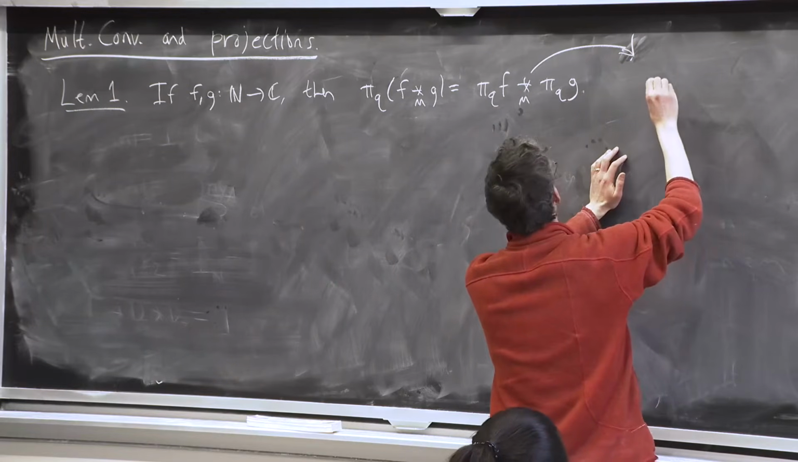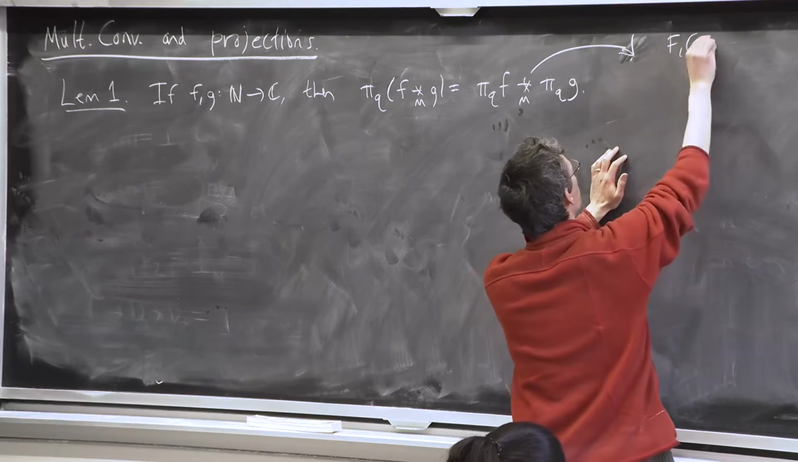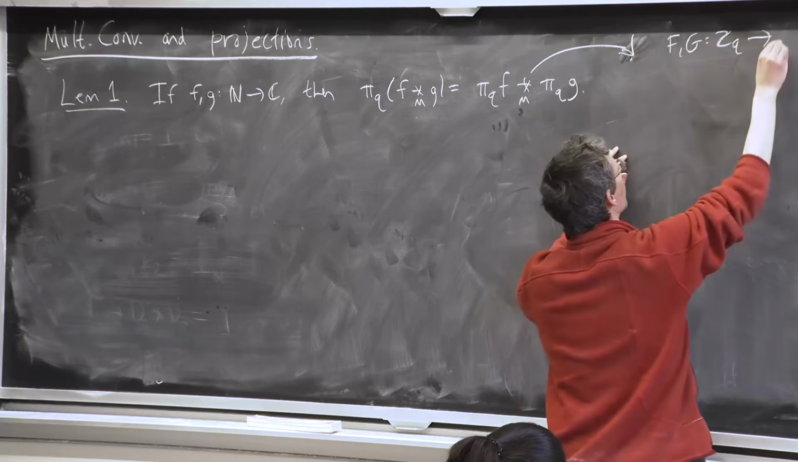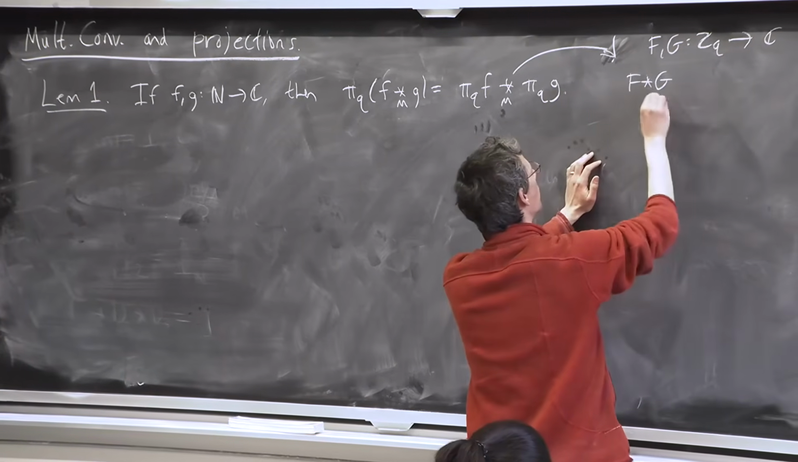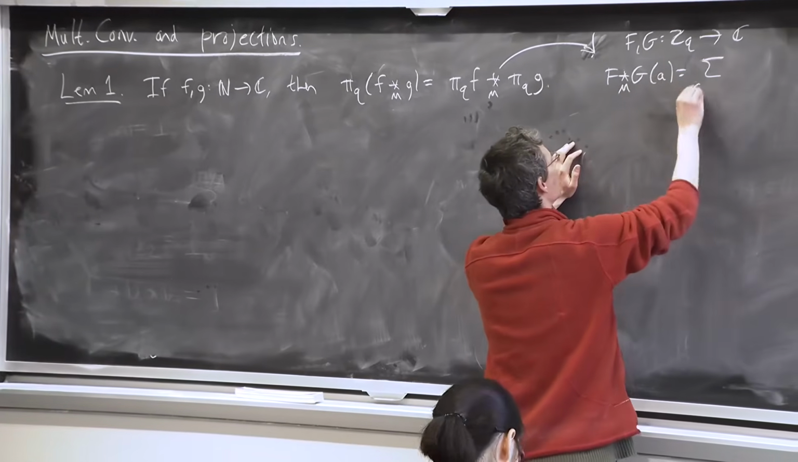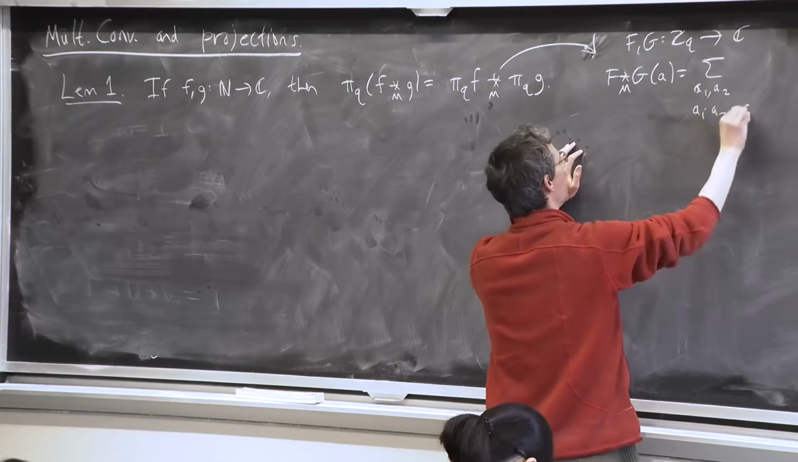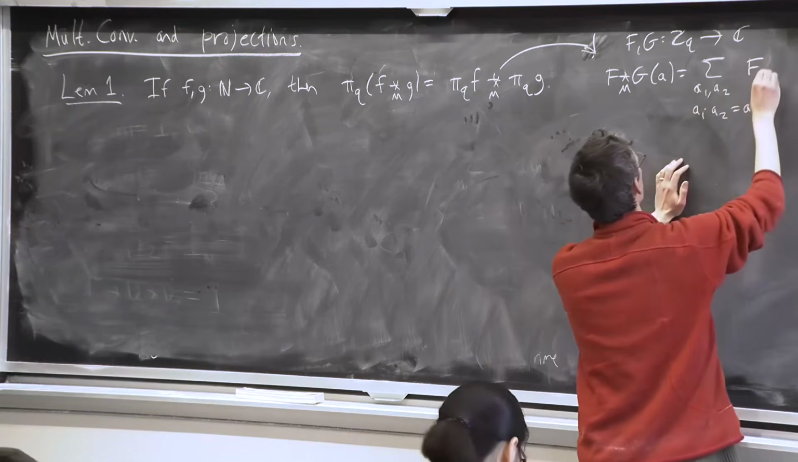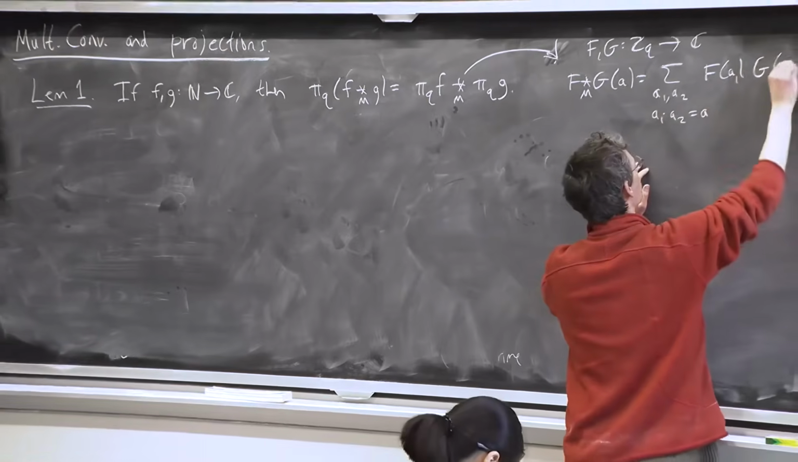OK. So if I have capital F and capital G functions on Z mod Q, then the multiplicative convolution of a class A is the sum over all pairs A1, A2 that multiply to A of capital F of A1, capital G of A2.